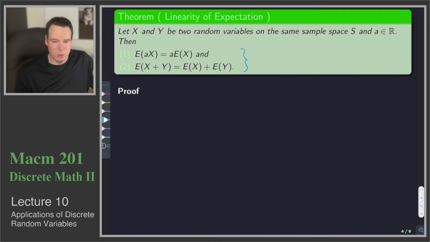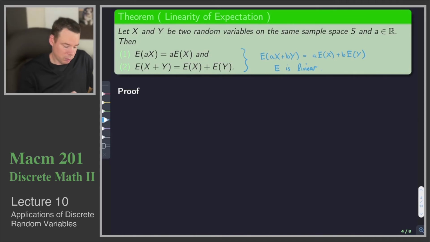Also, if I took two random variables X and Y and I add them together to get a new random variable, then the expected value of that new random variable is just the sum of the expected values of the original ones. We could summarize this by saying E(aX + bY) is equal to aE(X) + bE(Y). And then we say in this case that E is linear. So E is a linear function on random variables.